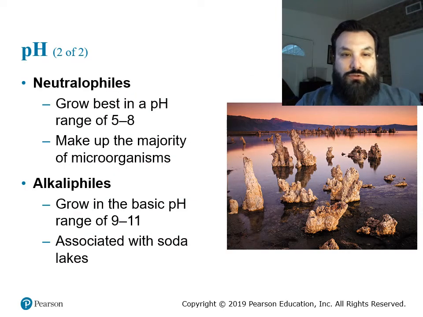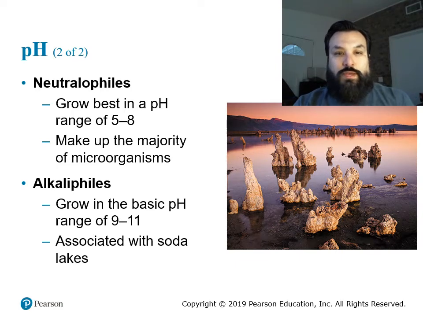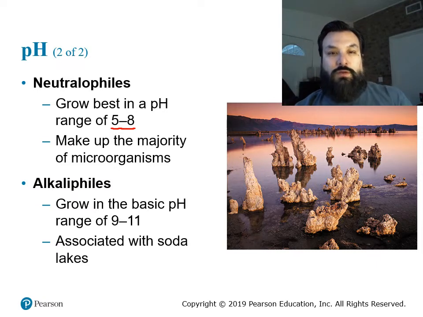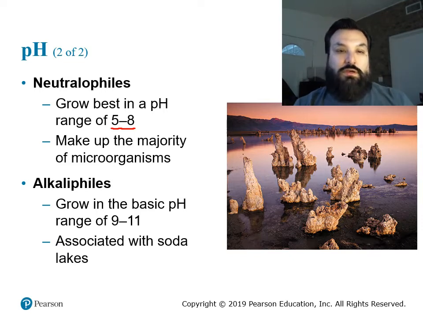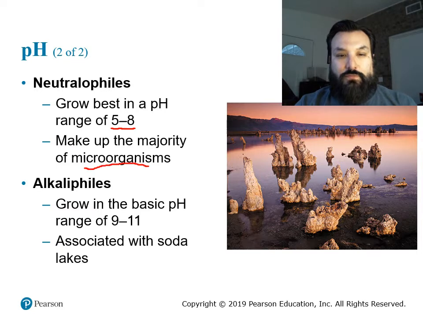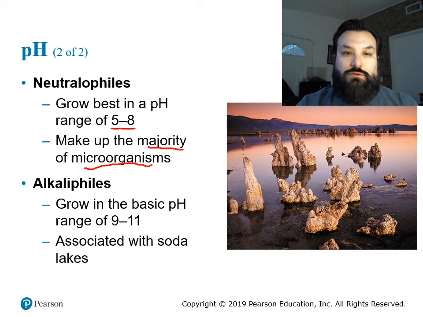Okay, so neutrophiles grow best in the neutral range, and that pH is between 5 and 8 on the pH scale, almost by 7. 7 is the neutral, right in the middle between 1 and 14, and 5 to 7 is kind of around that range. We call these neutrophiles. And most of your organisms fall in the neutrophile range.